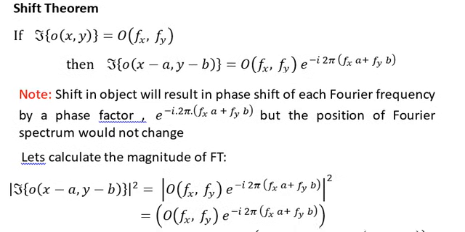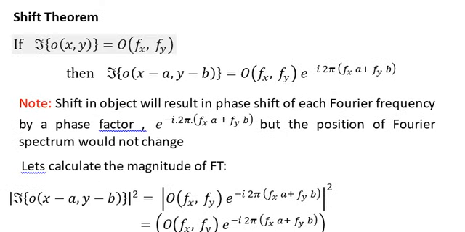Now the shift theorem. If the Fourier transform of an object O at x, y is equal to capital O at fx, fy, then the Fourier transform of the displaced function, that is O at x minus a, y minus b, is equal to the Fourier transform of the original object, which is capital O at fx, fy, multiplied by some phase factor, which is e to the power minus iota 2 pi (fx into a plus fy into b).